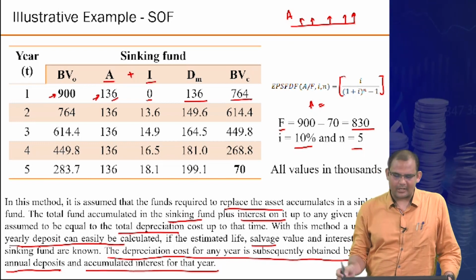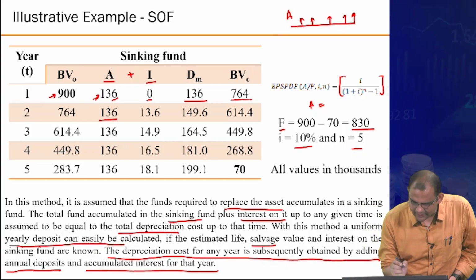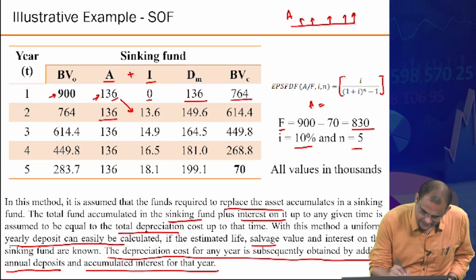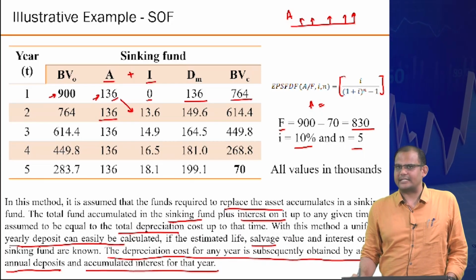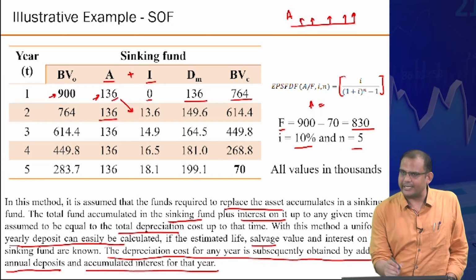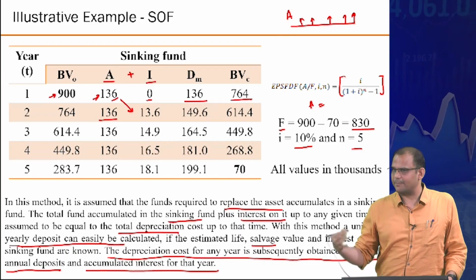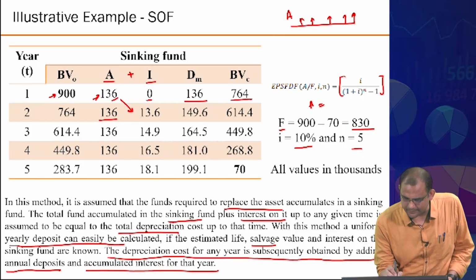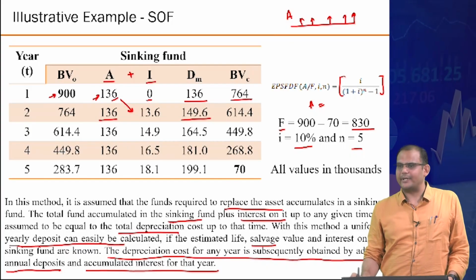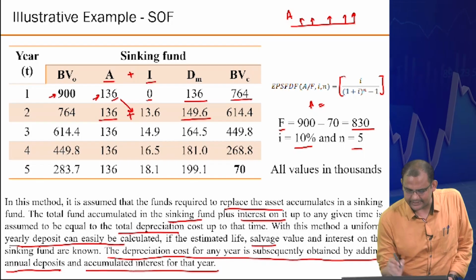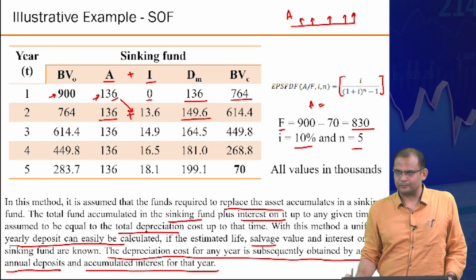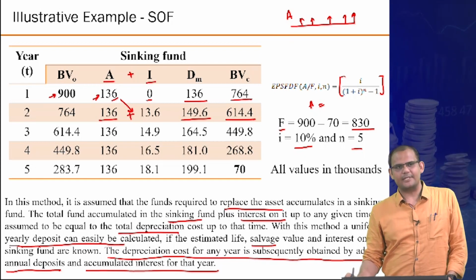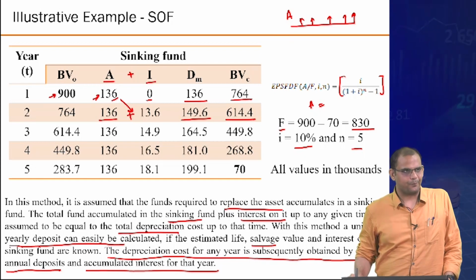Okay? Year 2, the A value remains 136, but this 136 deposited 1 year ago has now gathered 13.6 as interest, at 10%, right? So the total depreciation amount in this case becomes 149.6, which is the sum of 136 plus 13.6. Clear? So the book value at the end of year 2 becomes 614.4.